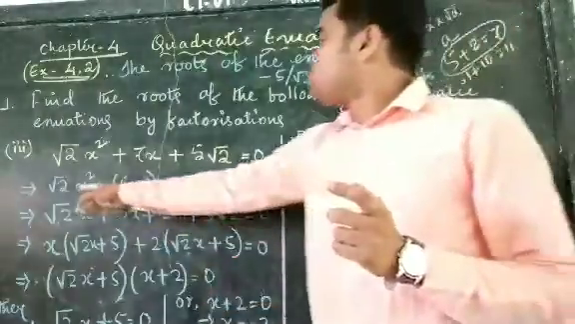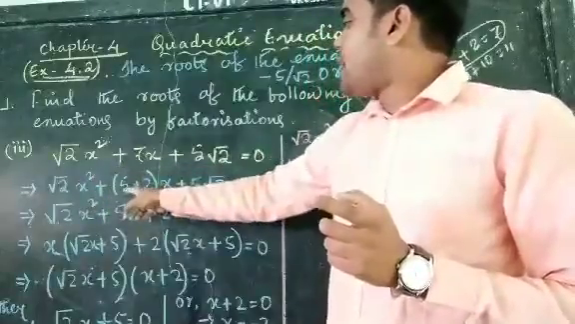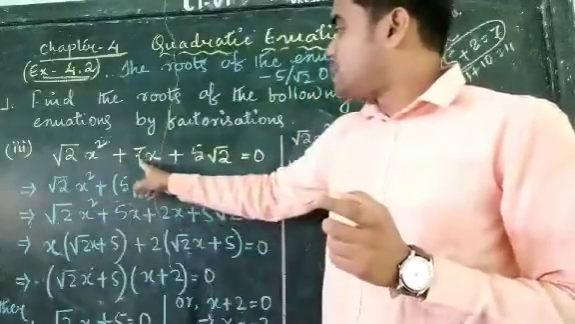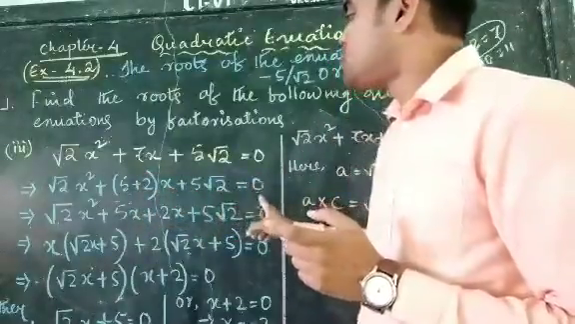So now see, root 2x square plus bracket of 5 plus 2x. When you split the middle term, that means 5 plus 2x, plus 5 root 2 equal to 0.